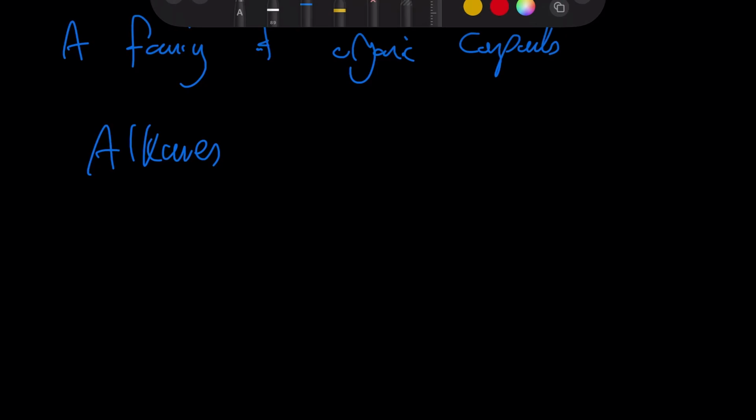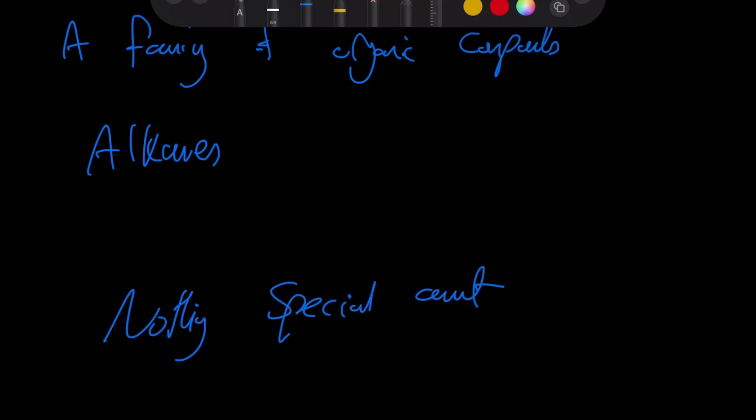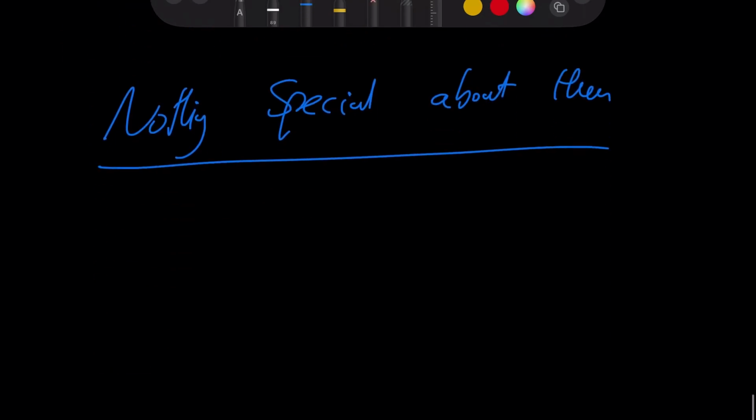What's special about them? Think. There's nothing special about them. That's the special thing. They have nothing special because all the other families of organic compounds have something special. But these alkanes have nothing special. They are called saturated hydrocarbons.